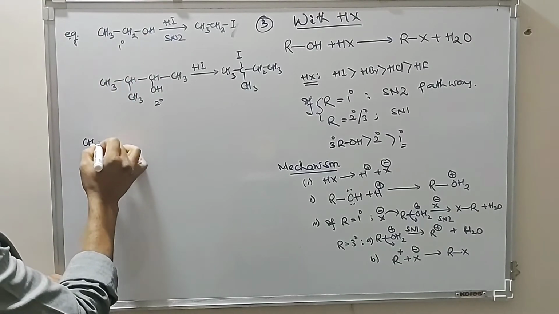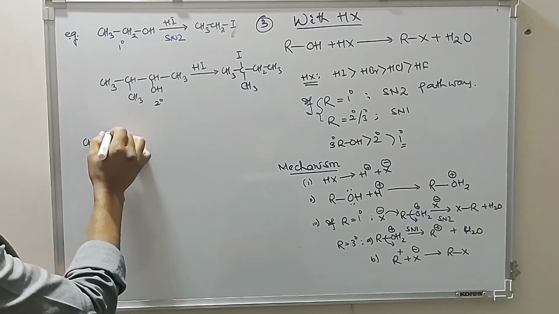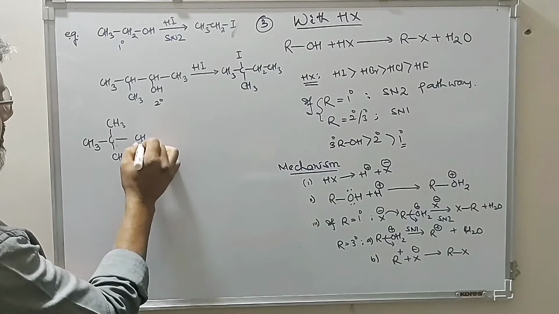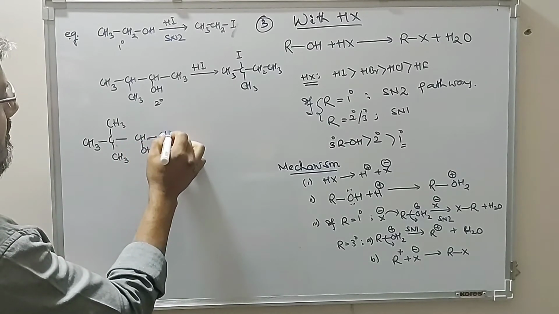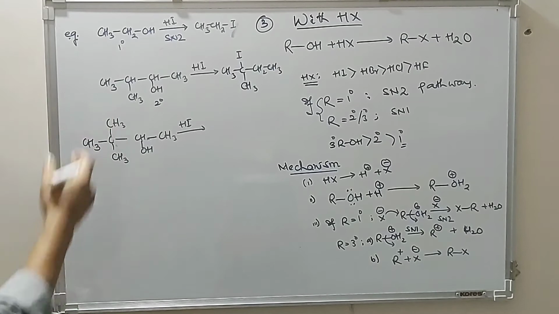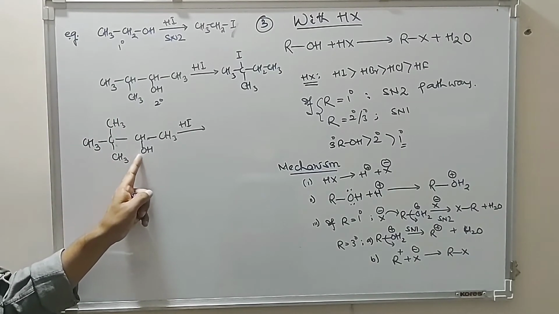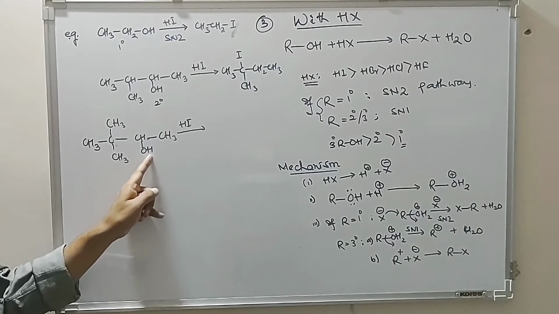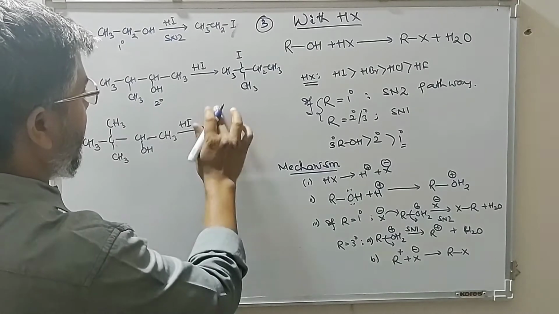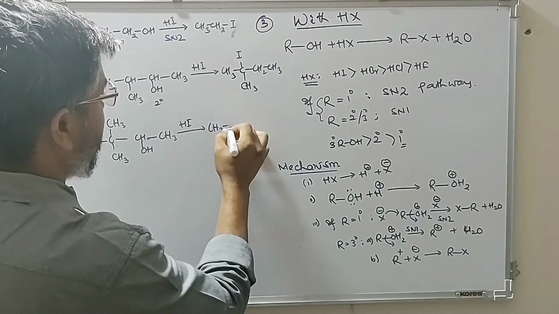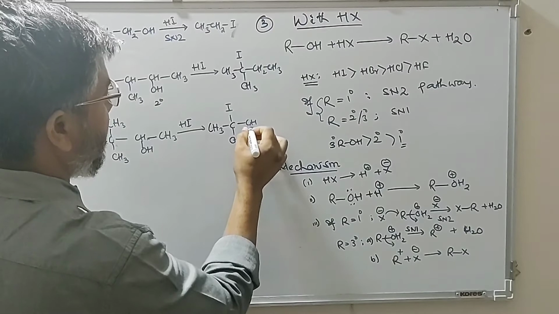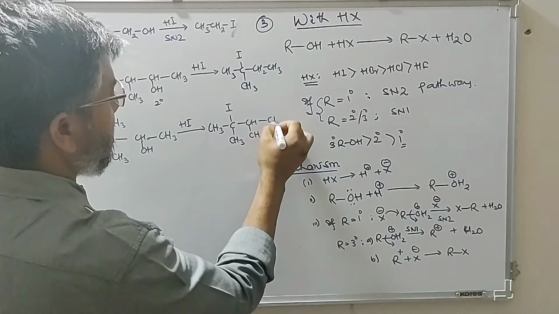Take this CH3, CH3, CH3, CHOH, CH3. If this reacts similar to the previous reaction, first a secondary carbocation will form, the secondary will rearrange by methyl shift to a more stable tertiary, and this tertiary reacts to give you the final product, CH3 C I CH3 CH CH3 CH3.